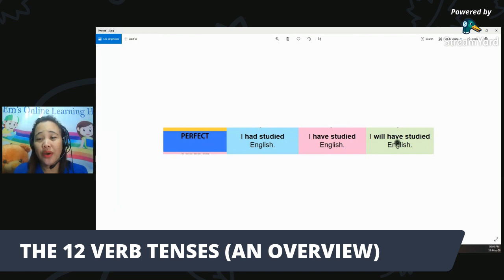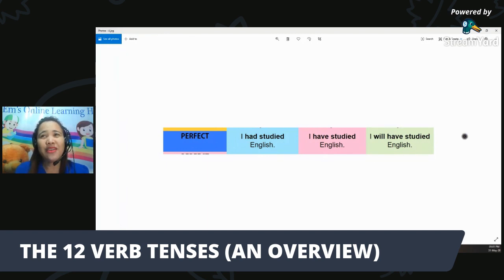Again, when are we going to use the future perfect? This is to indicate an action that will be complete before another event takes place. So there is a must. You have to complete this action first before this action. Okay, so that is for the future perfect.